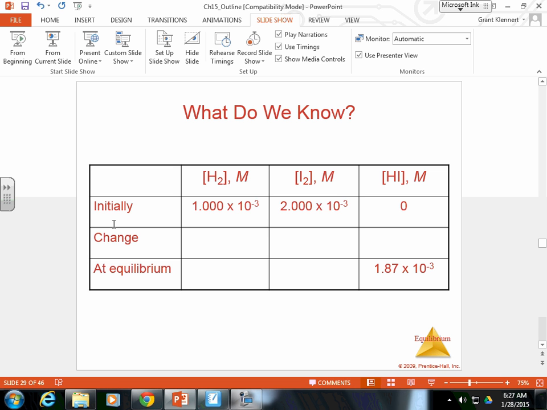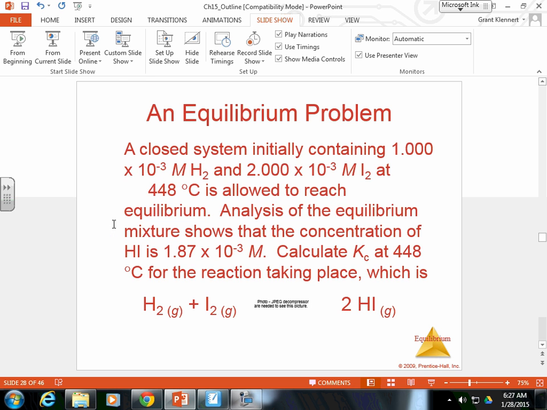What that also tells us is that at equilibrium, our concentration of HI was 1.87 times 10 to the negative third. So that is what we know. We have to figure out how to fill in the other 5 boxes to figure out Kc, or the equilibrium constant. So, well, we know that if our equilibrium for HI is 1.87 times 10 to the negative third, the change is going to be 1.87 times 10 to the negative third. Now, using stoichiometry, if we go back here, remember we have 2 moles of HI and 1 mole of each.